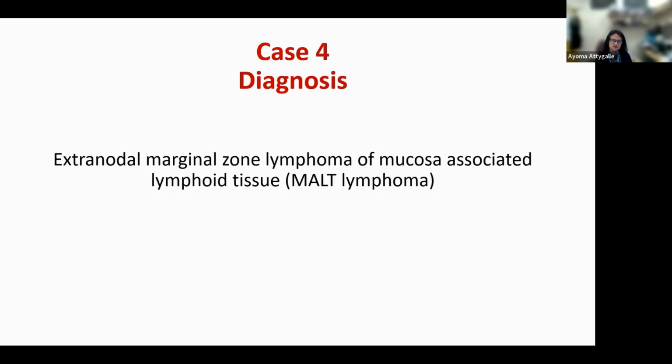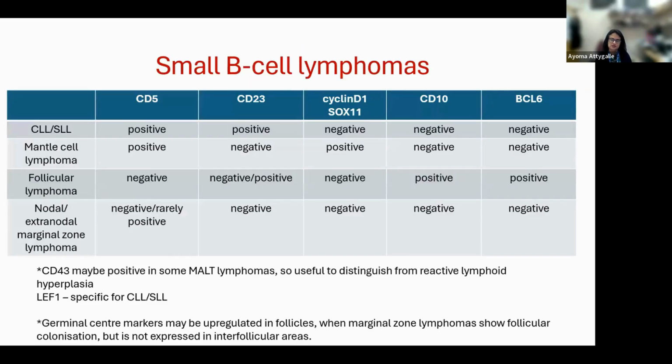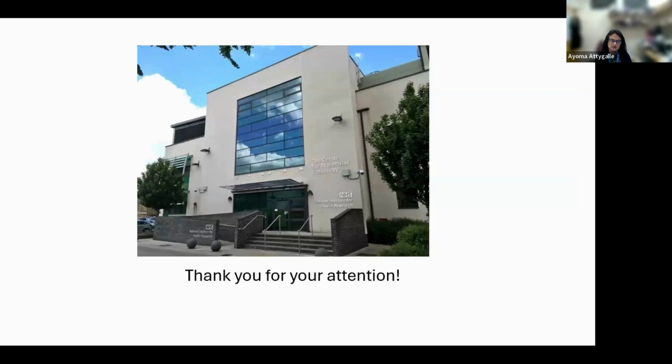The diagnosis in this case is extranodal marginal zone lymphoma of mucosa-associated lymphoid tissue, or MALT lymphoma. So I leave you with this table, which is useful for trainees. I thank you for your attention, and I'm willing to take any questions.